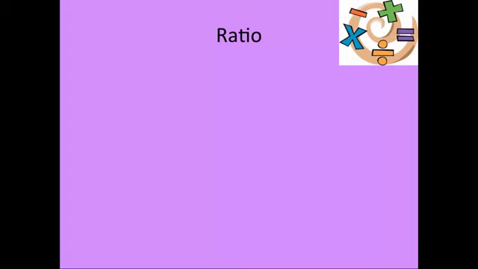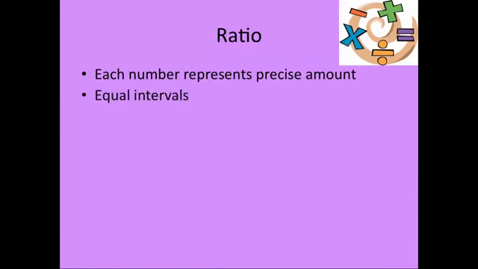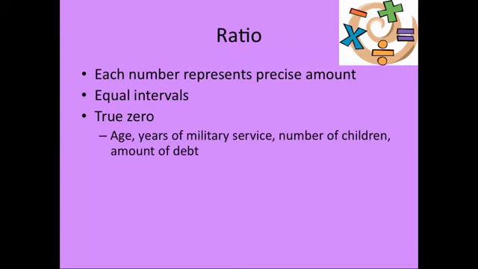Finally, and highest in our hierarchy, is ratio measurement. In this case, each number represents a precise amount, there are equal intervals, and there is an absolute or true 0 point. An example of a ratio measurement is age in years. Each number is a precise amount, and the space between numbers is the same in each case, 1 year. And it's possible to be 0 years old, as in the case of a newborn. Other examples are years of military service, number of children, and amount of debt.